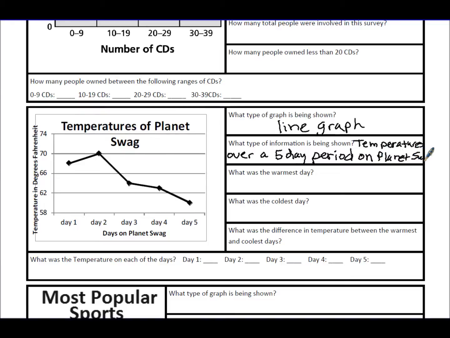So it's pretty easy to see that the temperatures are going down for the most part. The warmest day would be the highest point, so day 2 has the highest point at 70 degrees Fahrenheit. And the coldest day would be the lowest point, so that's in between 58 and 62 on day 5, and 58, 59, 60, 61, 62, so 60 is the number in the middle, and we see that day 5 is actually at 60 degrees Fahrenheit.